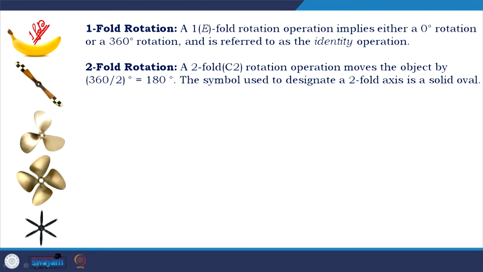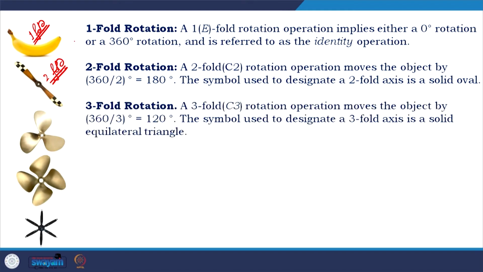Two-fold rotation, or C2 rotation operation, moves the object by 360 by 2, which is 180. The symbol used to designate a two-fold axis is a solid oval. If you see, this is two-fold. Threefold or C3 rotation operation moves the object by 360 degrees by 3, which is 120 degrees. The symbol used to designate a threefold axis is a solid equilateral triangle. So, here it is threefold.